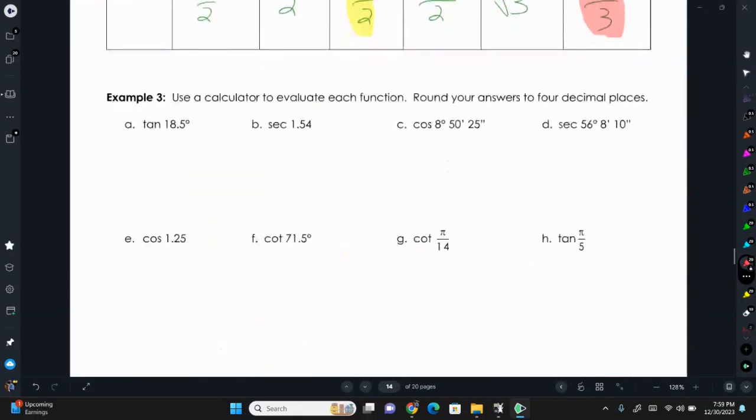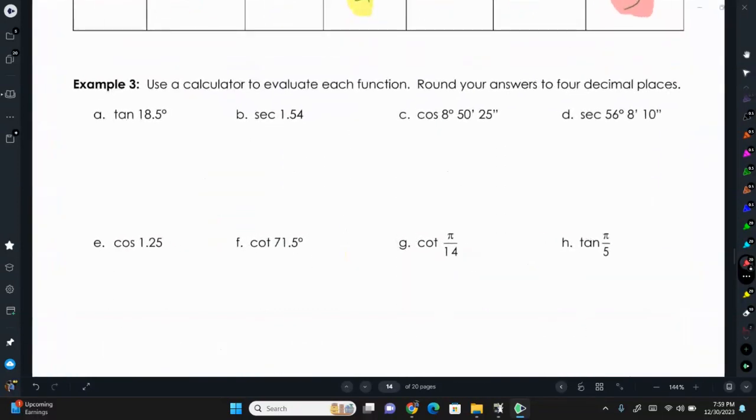All right, in our last example, we're going to be using the calculator to evaluate each function, rounding your answer to 4 decimal places. Remember the mode, because letter A is in degrees, but letter B, there's no degrees, so we've got to change it to radian mode. And letter C and letter D, you have degrees, minutes, seconds. So again, you want to make sure you're in degree mode when you're typing those problems into your calculator. So I'm going to do A, B, C, and D, and then have you try E, F, G, and H.